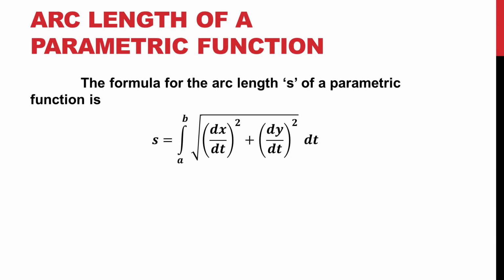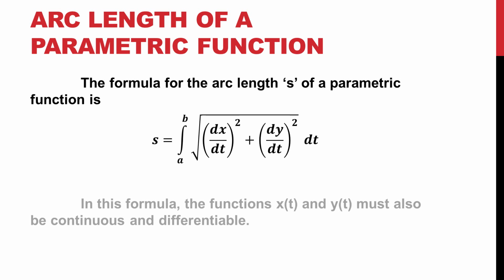Arc length of a parametric function. The formula for the arc length s of a parametric function is s equals the integral from a to b of the square root of dx dt squared plus dy dt squared dt. In this formula, the functions x of t and y of t must each be continuous and differentiable.